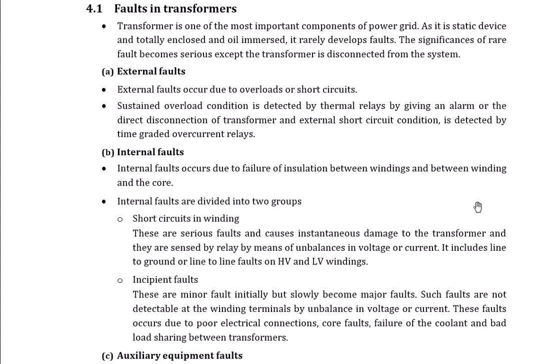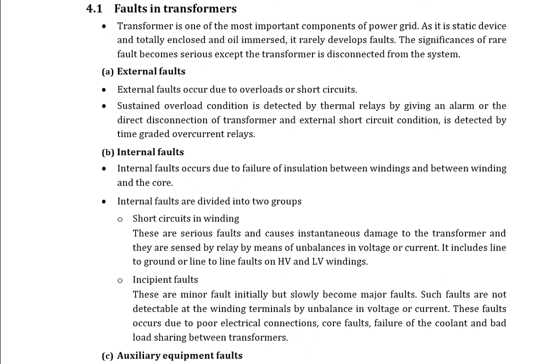Now, what kind of faults basically occur in the transformer? Transformer is one of the most important components of the power grid, as it is a static device, totally enclosed and oil immersed. It rarely develops faults. The significance of a rare fault becomes serious unless the transformer is disconnected from the system. If for any reason a transformer is disconnected from the system, then it will create a big problem. Now, what are the kinds of faults?